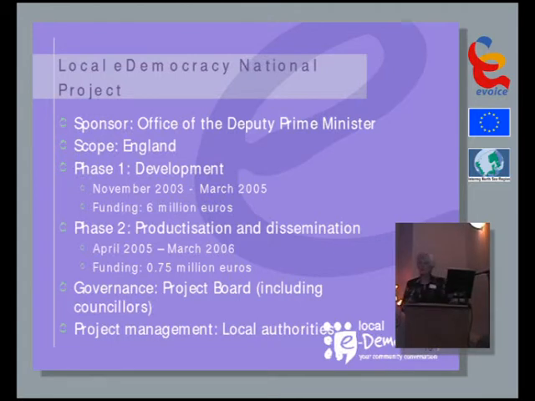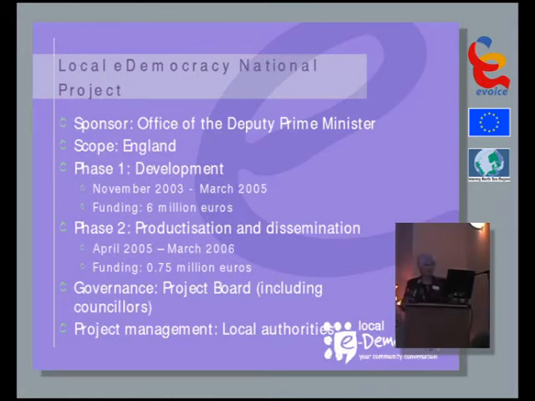This is thought to be, we claim to be, and nobody's disagreed with us, the largest e-democracy project in the world. We've had funding so far of getting on for €7 million. This is a project about e-democracy at local government level. It's not about central government, although we're having an impact on them. It's not about voting, it's about participation. And it's managed by a collaboration of local authorities.